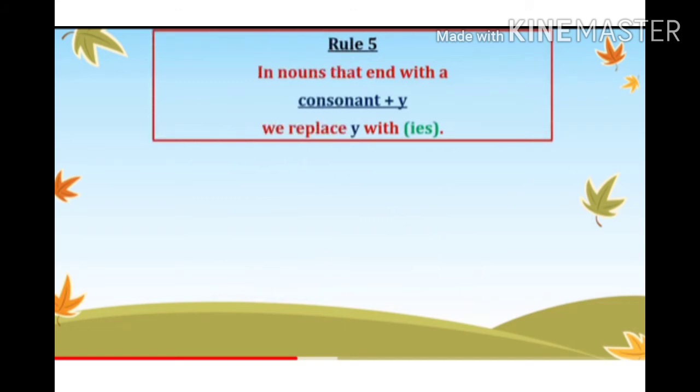Rule number 5 says that if a noun ends with a Y, just check, is there a consonant just before Y? In case yes, then we will replace Y with IES. That is, if in the end you have a consonant plus Y, cut Y and write IES, and your singular noun will get changed into plural. Let us see a few examples here.